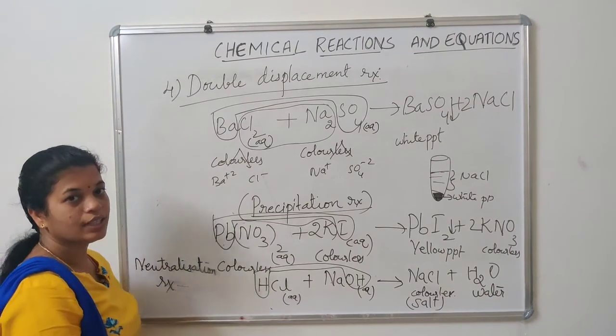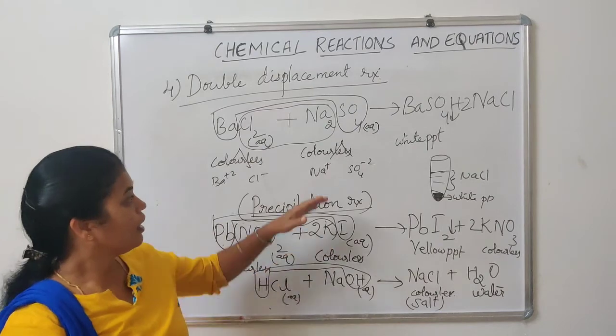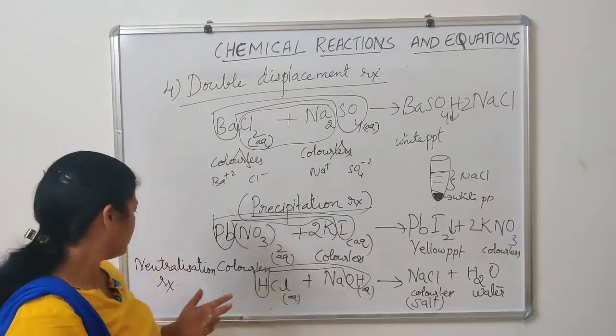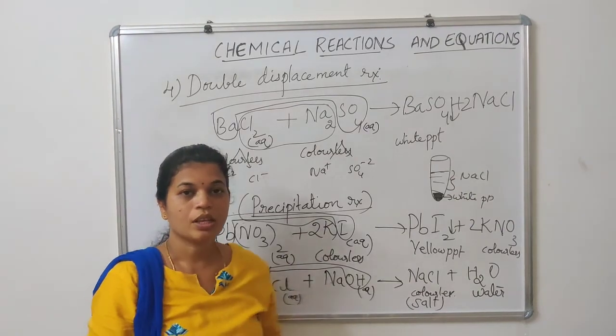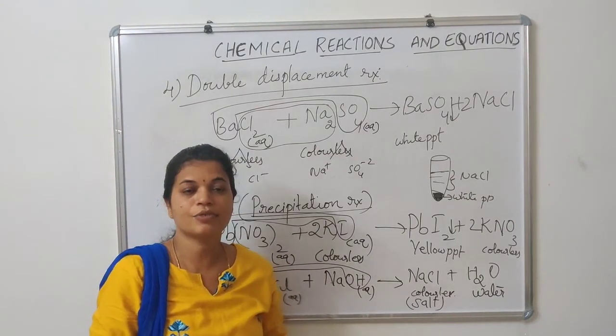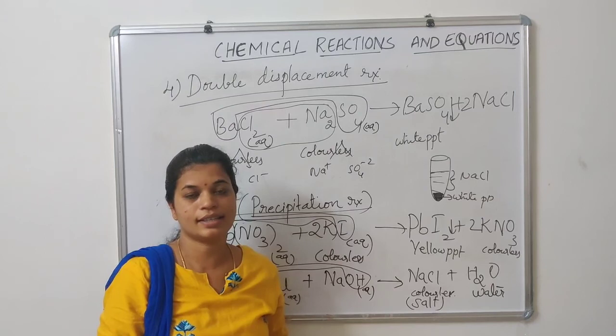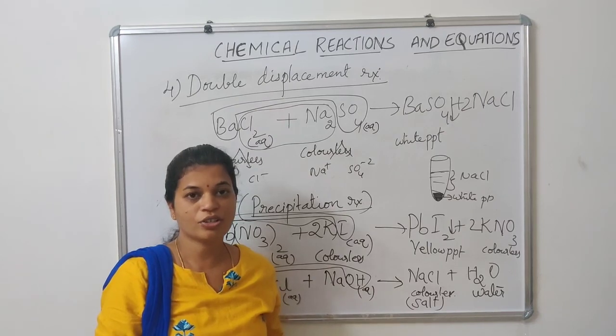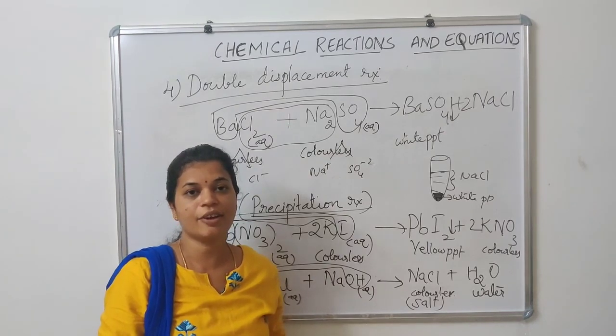Okay. So in double displacement we can see the precipitation reaction, and another one is the neutralization reaction. Now next, another category, the fifth one, is redox reactions. In the next class we will learn about redox reactions and then the effects of oxidation-reduction reactions in everyday life.